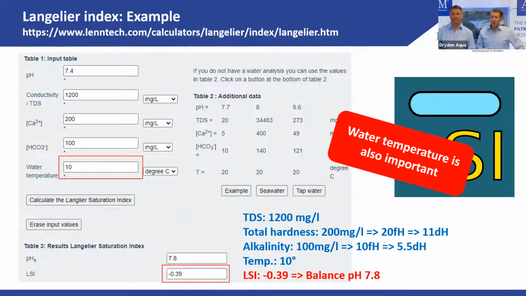Water temperature also plays a role. So again, we have the same parameters, but now we drop the temperature to 10 degrees. So winter conditions, 28, now 10. And again, the water becomes a lot more corrosive. Here, I really would just stop the pH pump and let the water go to 7.8, and so it's in balance. Then you will have no corrosion.